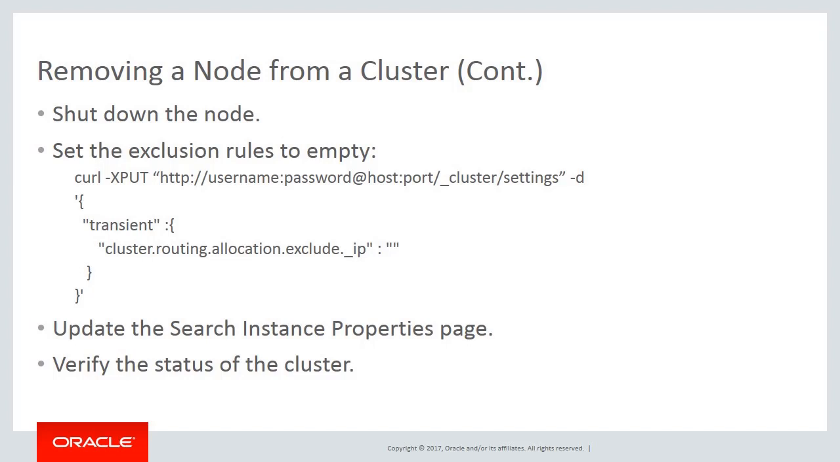Set the exclusion rules to empty so that, in the future, the removed node can be added back to the cluster and can be used to hold the shards. On the Search Instance Properties page, delete the row corresponding to the removed node. You can verify the status of the cluster by using the Elasticsearch Cluster Dashboard. The cluster's status should be either green, which means that the cluster is fully operational, or yellow, which means that some replicas are not assigned but the cluster is fully functional. Please refer to the Monitoring Elasticsearch Cluster using PeopleSoft Health Center topic in PeopleTools 8.56 Search Technology Online Help.